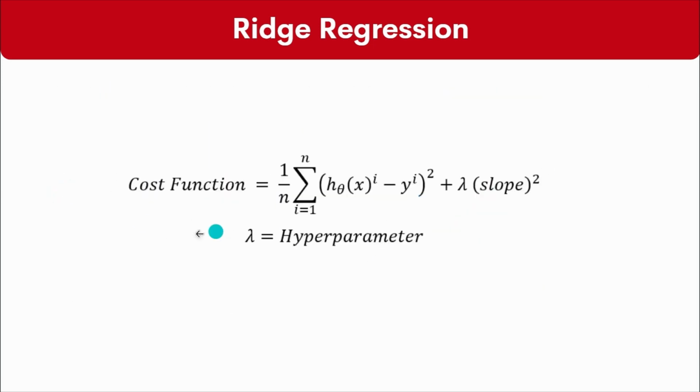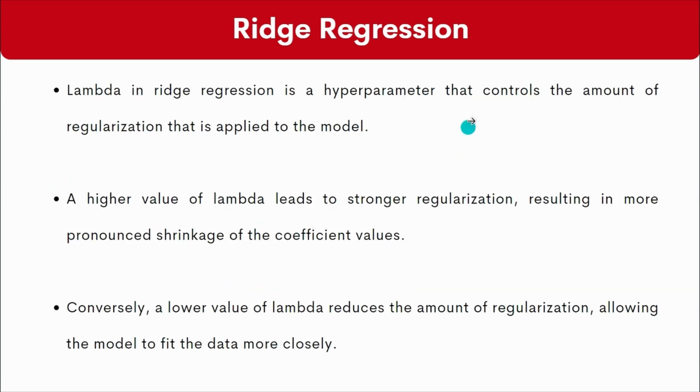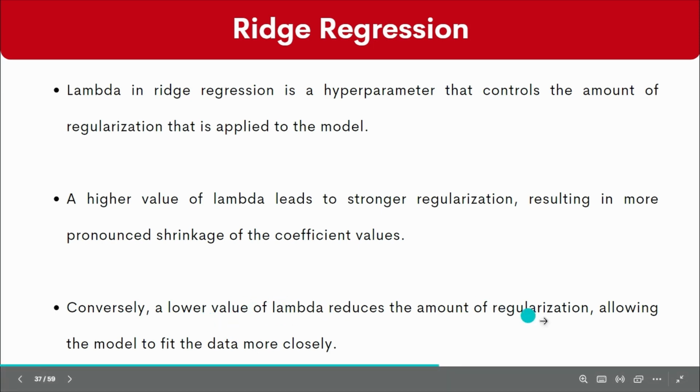And that lambda here, right? This hyperparameter is the factor that controls the amount of regularization that is applied to the model, and a higher value of lambda leads to strong regularization, resulting in more pronounced shrinkage of the coefficient value. Conversely, a lower value reduces the amount of regularization, allowing the model to fit the data more closely.